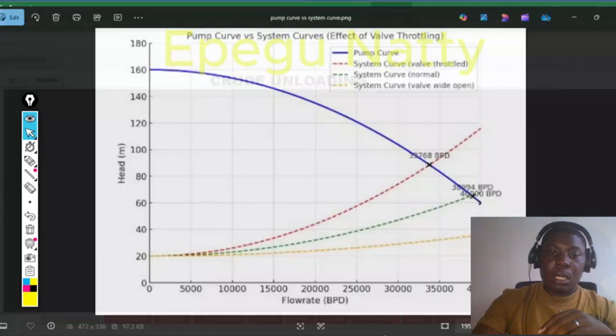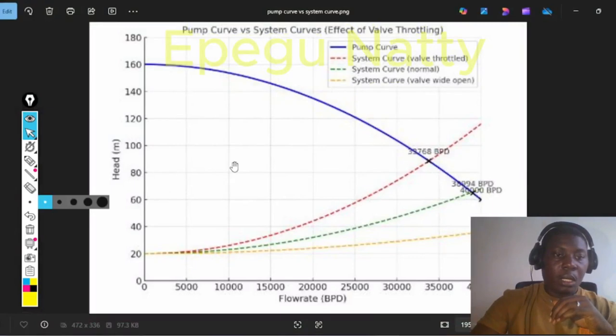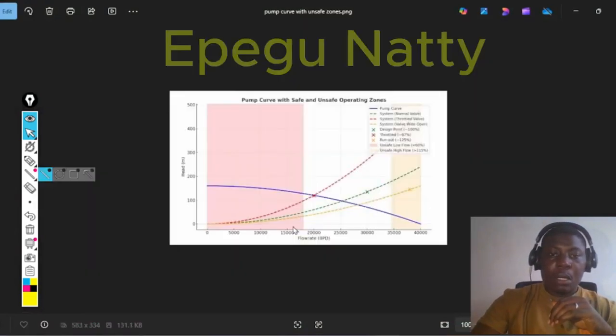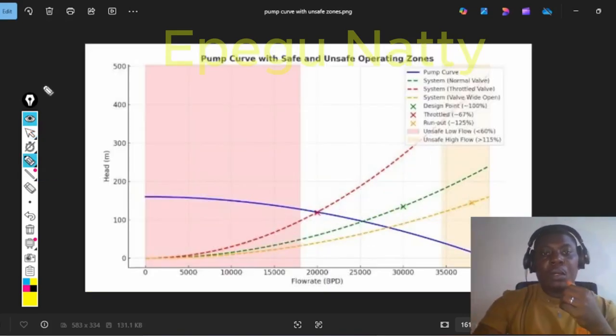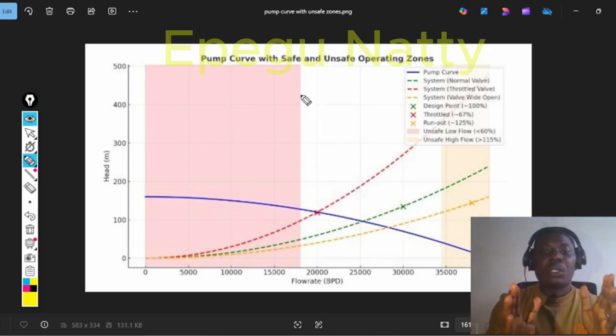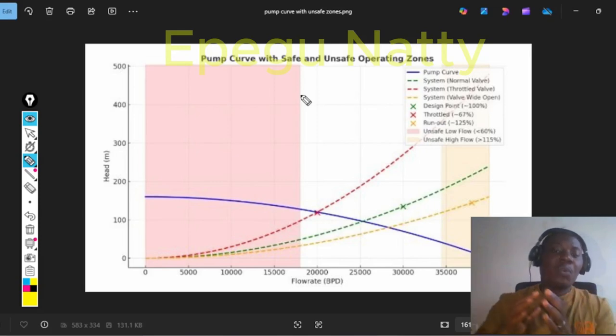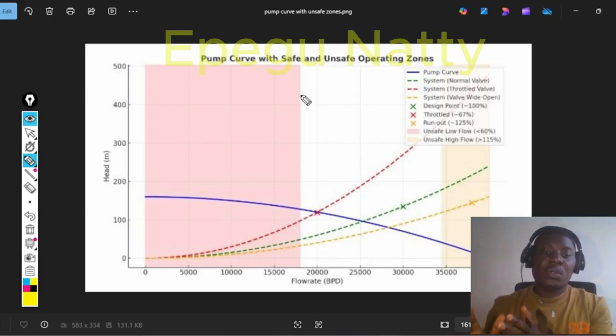All right, now let's look at the chart here. Now this curve you're seeing here is the pump curve with safe and unsafe operating zones. So here we are going to be talking about operating zones. There is a particular region where your pump should be able to operate and it will be safe, and there is a region where your pump, when operating there, is going to be unsafe. And above a particular region again, if it operates in that region, it's going to be unsafe.